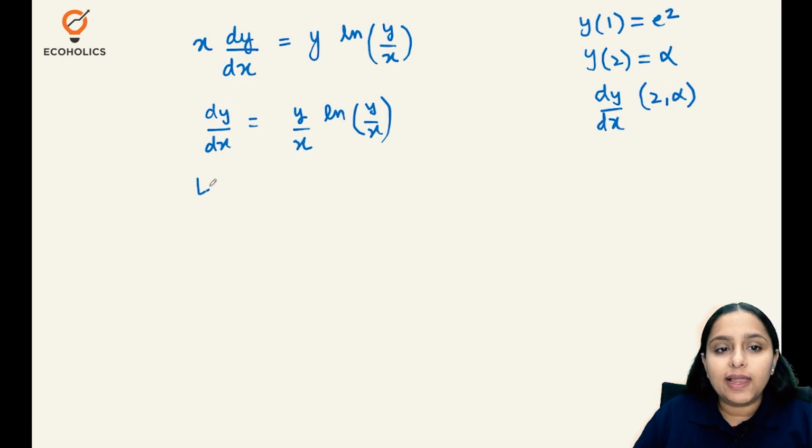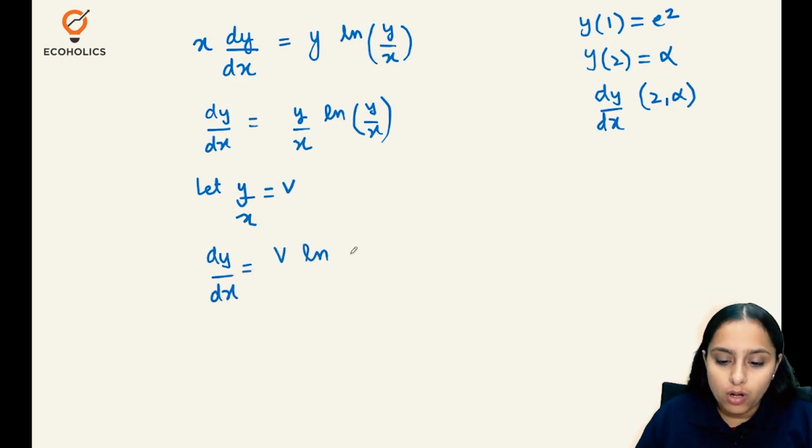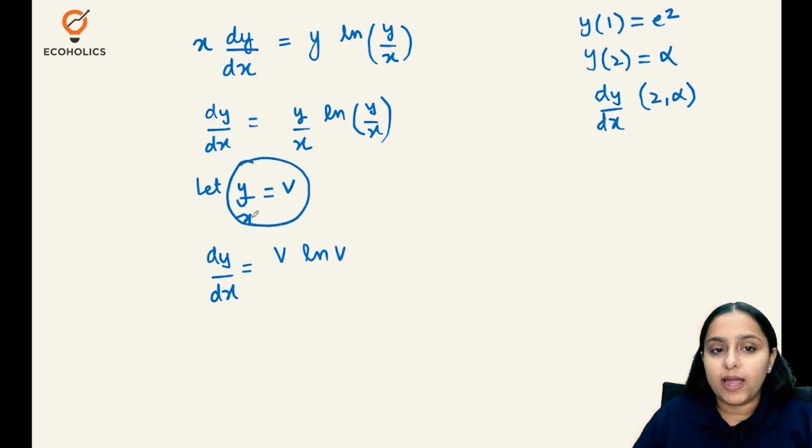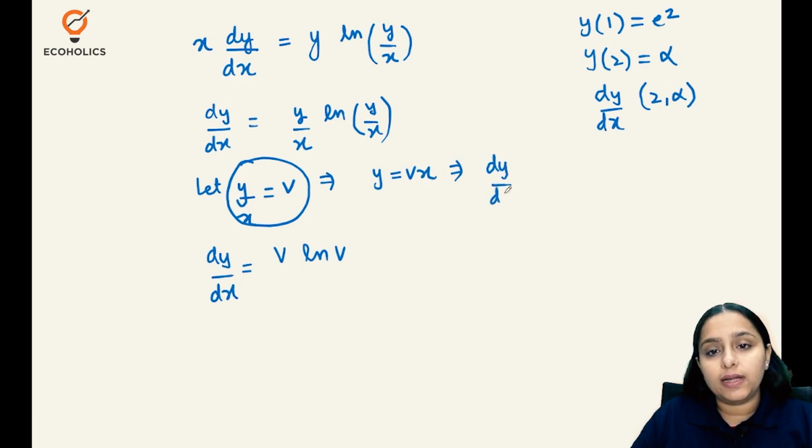So here, I will let y by x equal to v. So the equation would become dy by dx is equivalent to v into log v. This is what it would become. Now from this, y by x is v, so I would get y is equal to vx. If I differentiate this, I will get dy by dx is equal to v into 1, because I will be using the product rule as v is also a function of x, then plus x into dv by dx. So I have used the product rule now.